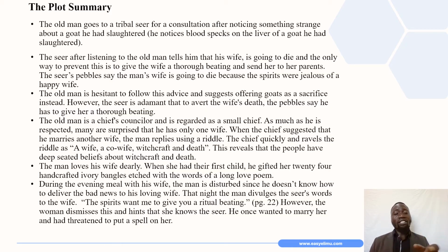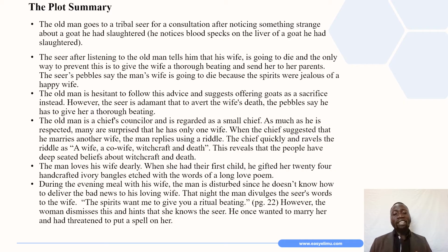What also happens is that the old man is a chief counselor and is regarded as a small chief. As much as he is respected, many are surprised that he has only one wife. So when the chief suggested that he marry another wife, the man replies using a riddle. The chief quickly unravels the riddle as a wife, a co-wife, witchcraft, and death.